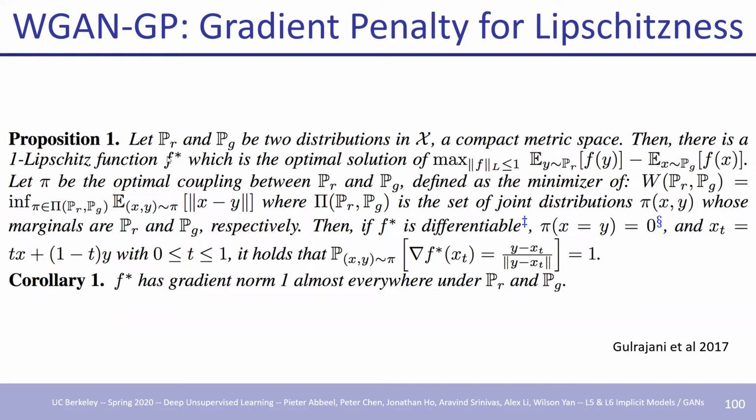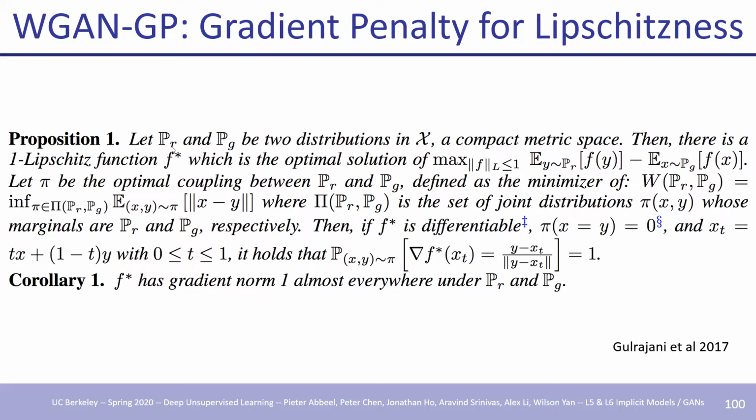Then there's a 1-Lipschitz function f star, which is the optimal solution of max f. So this is the, I forgot the name of it, but the dual of the Wasserstein distance part, right? So we have Lipschitz constant less than or equal to 1, and then the expectation of f of y and the expectation of f of x. Some of the letters are slightly changed, but you see it's the same thing. So it's saying the same thing as before.